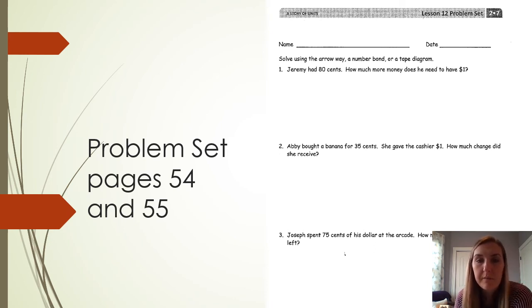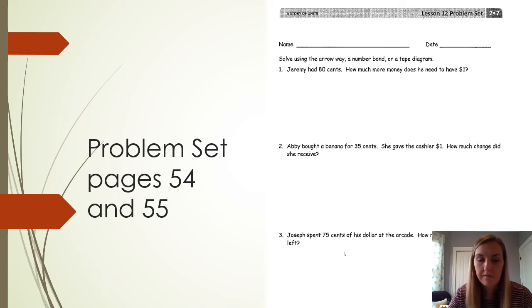Problem 1. Jeremy had 80 cents. How much more money does he need to have $1? Problem 2. Abby bought a banana for 35 cents. She gave the cashier $1. How much change did she receive? Joseph spent 75 cents of his dollar at the arcade. How much money does he have left?